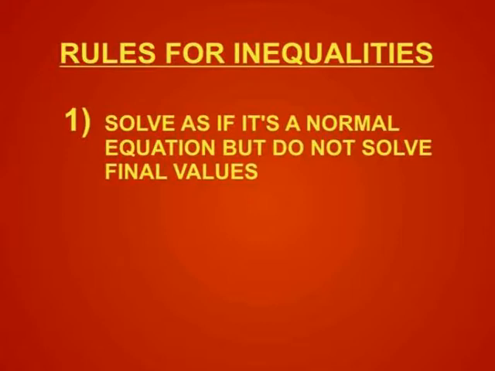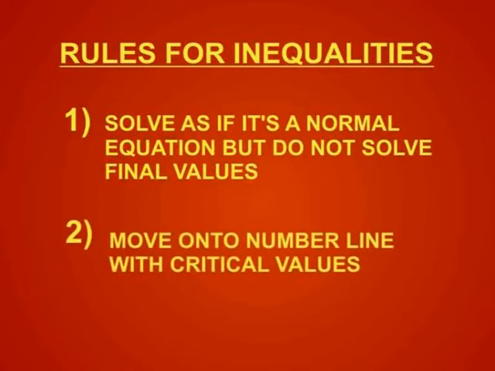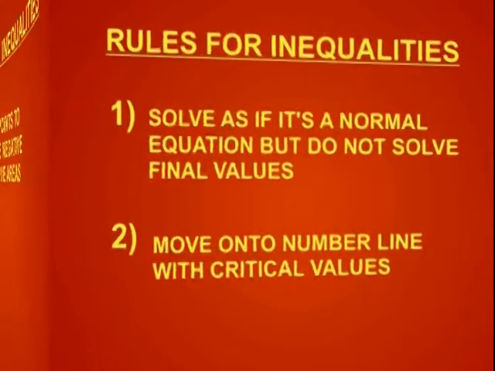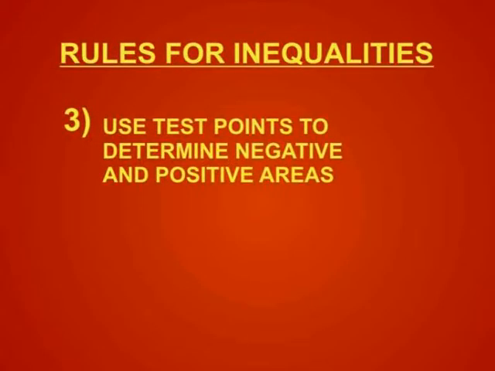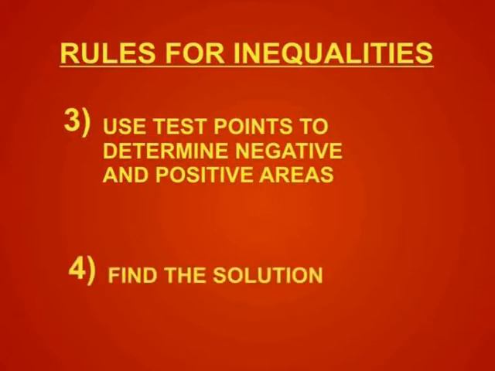Rule 1. Solve as if it were a normal equation, but do not find the final values. Rule 2. Move on to the number line with the critical values. Rule 3. Use test points to find out which parts of the number line are going to be positive and negative. And rule 4, find the solution, solve for x.